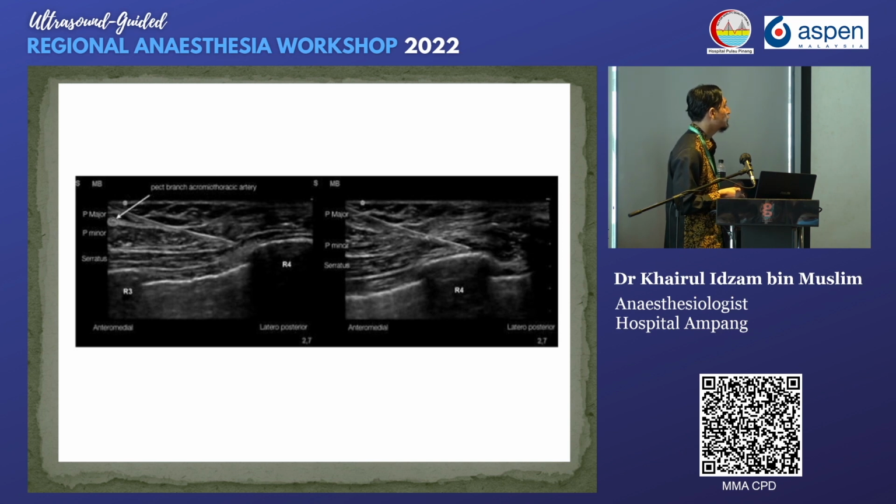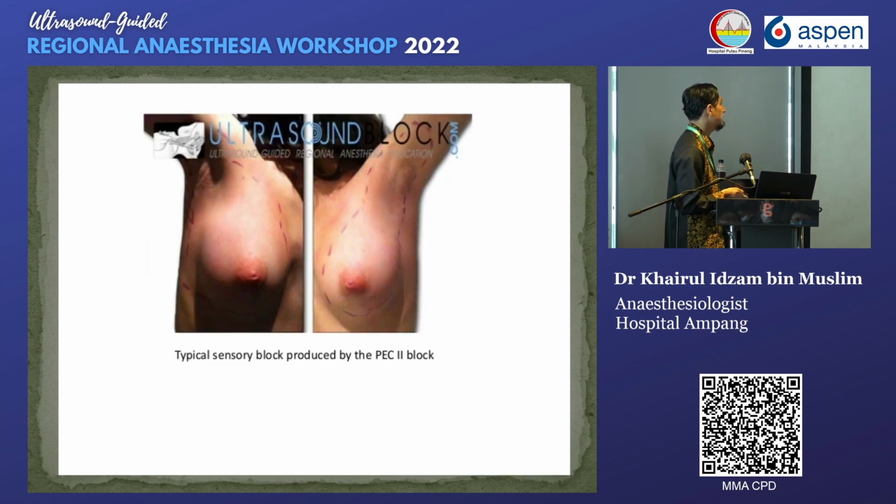So this is to show you where the LA is being deposited. This is at the fourth rib level. Okay, so first we inject the second injection of the PECS between the serratus anterior and PEC minor. Okay, 20 mils, and then we withdraw to deposit our LA between major and minor. So yeah, we need to be careful of the artery over here, between the PEC major and minor. So for the dermatomal level, PECS 2 usually covers from T2 till T6.